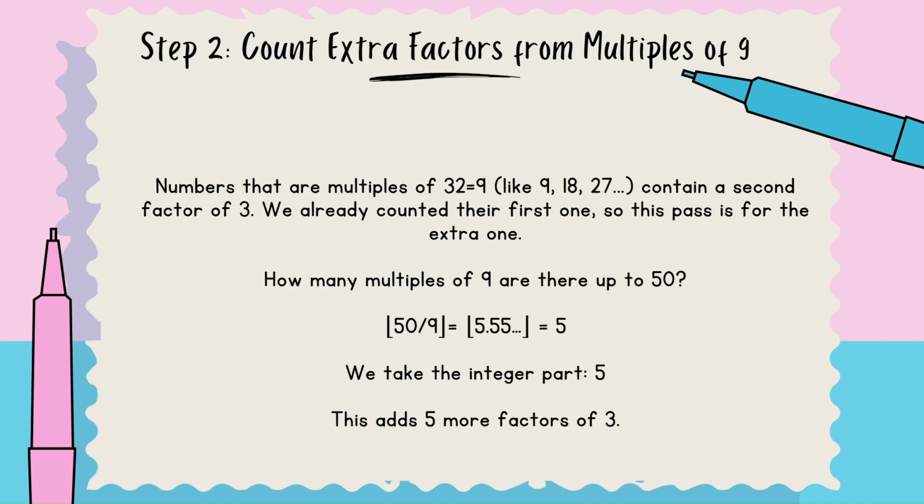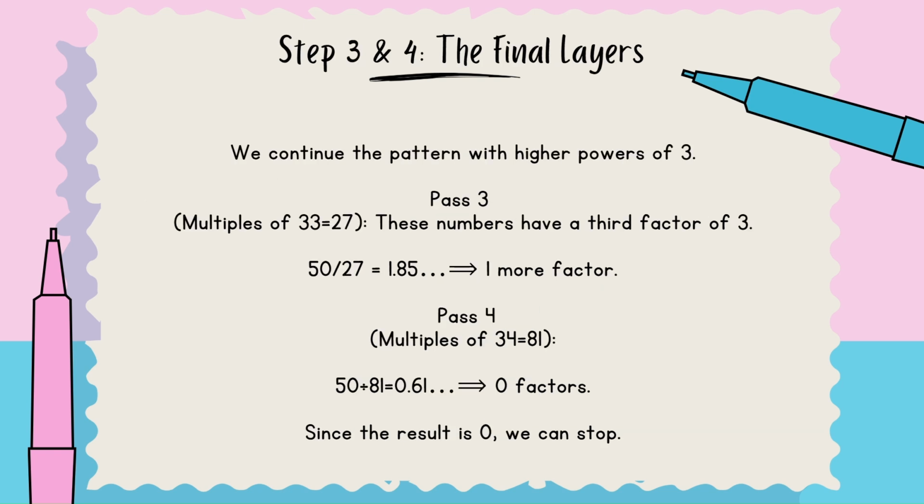Now, when we are grouping with 9, that is 3 square, like 9, 18, 27, these numbers will have 9. So there will be 2 times 3. So we are grouping with 9. So there will be 2 groups of 3 multiplied by 3. So how many multiples of 9 are there up to 50? We can count them as 50 divided by 9 and its floor value, that is 5. This adds 5 more factors of 3.